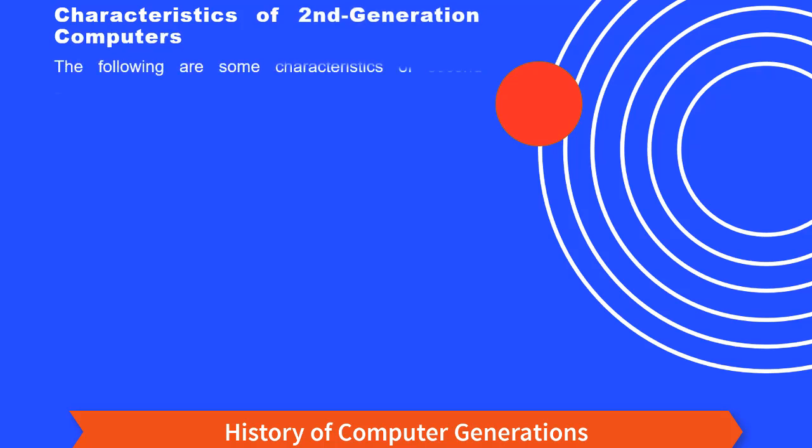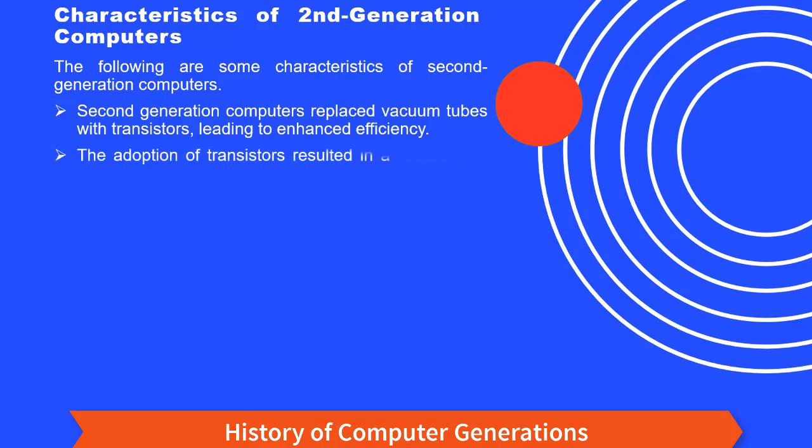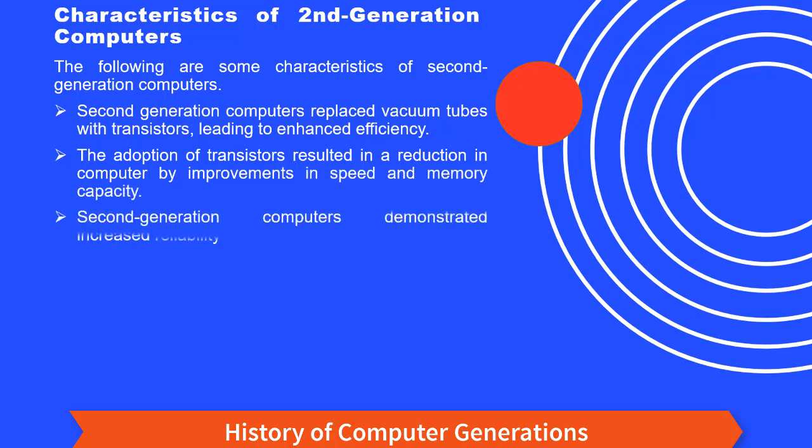Second-generation computers replaced vacuum tubes with transistors, leading to enhanced efficiency. The adoption of transistors resulted in a reduction in computer size, along with improvements in speed and memory capacity. Second-generation computers demonstrated increased reliability and cost-effectiveness.